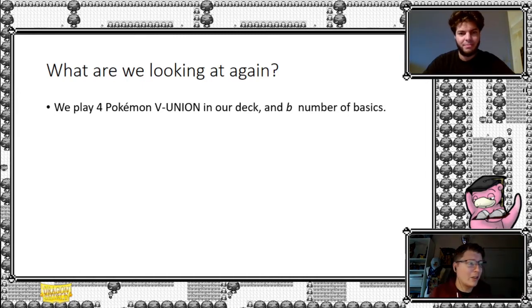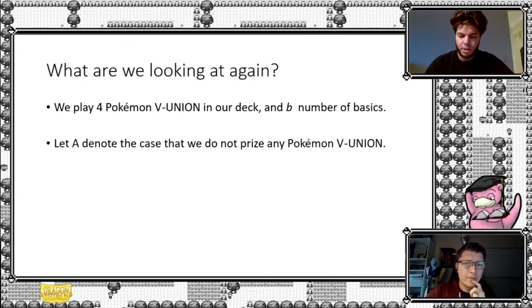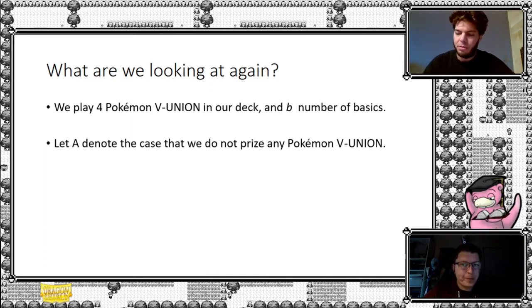Brilliant math. And what we're looking at here is we play 4 V-UNION in a deck, of course. You can only play 4. You can't play more. And playing less makes no sense. Let's just get that out of the way. And we have B number of basics in your deck. So what are we actually looking at here, Øbro? Yes, so we also want to clear up that the way we set it up now, we look at the probability of not pricing any of the V-UNION Pokemon.